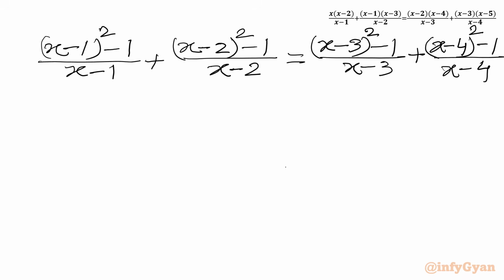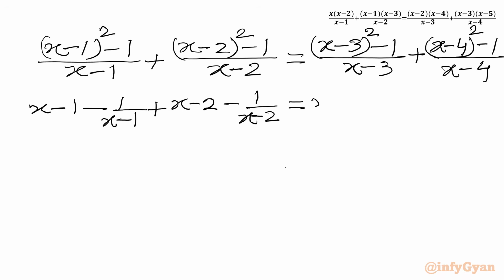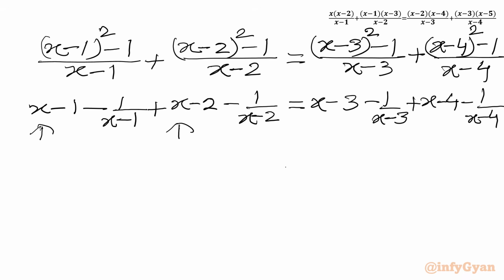Let's divide x minus 1 whole square over x minus 1. x minus 1 minus 1 over x minus 1 plus x minus 2 minus 1 over x minus 2 equal to x minus 3 minus 1 over x minus 3 plus x minus 4 minus 1 over x minus 4. Now we have x plus x, 2x. Here we have 2x. So let's subtract 2x from both the sides.